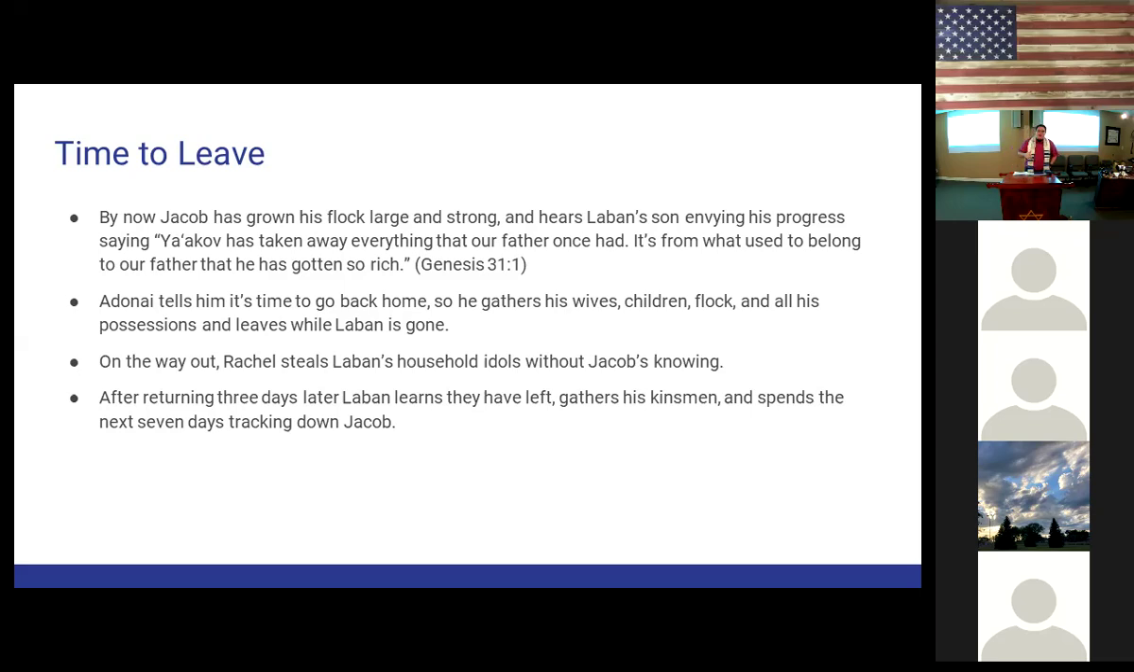So he gathers his wives, his children, his flock, all his possessions, and he leaves while Laban is 3 days away. And on the way out, Rachel steals Laban's household idols. And then Laban comes back after 3 days and learns that they've left and that his idols are gone, and he's mad. That's a very relatable feeling, when your family's left and they stole something. So he gathers his kinsmen and spends the next 7 days tracking down Jacob.